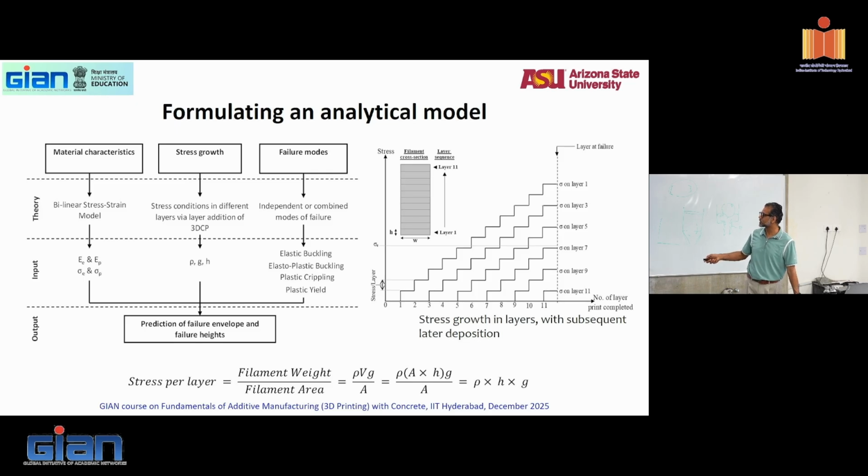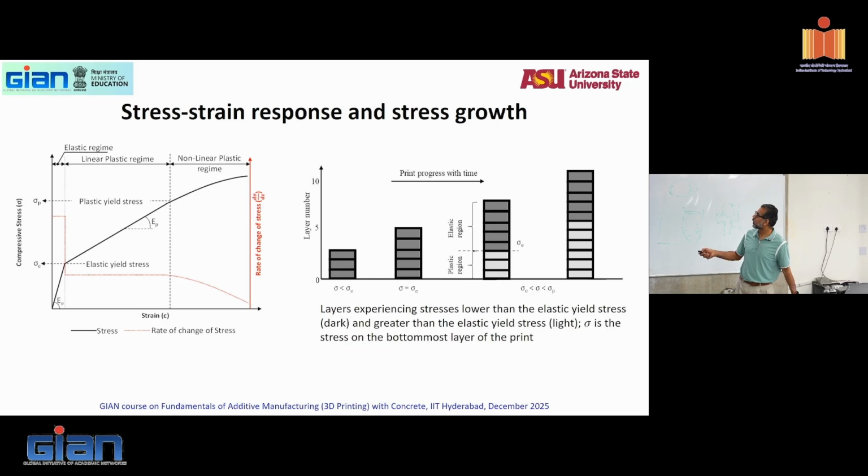And then there is the theory for it. Stress per layer is filament weight over filament area. You can say rho h g. That's what you have here. So what we did for stress growth: we want to find out the material properties, right? So we took the material and printed. How many layers did you print? 4 layers? To 6 layers.